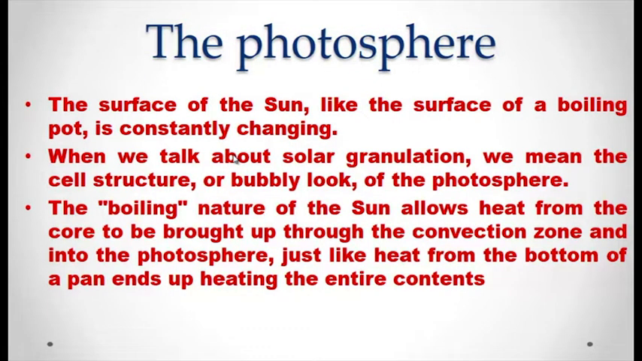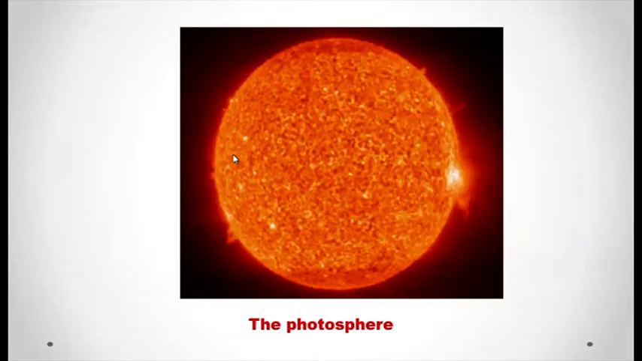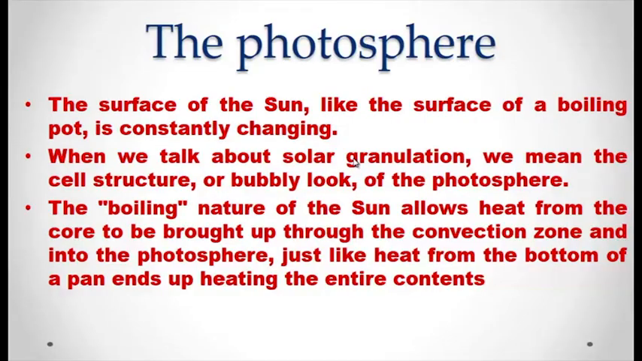The surface of the Sun, like the surface of a boiling pot, is constantly changing. Photosphere is constantly changing. When we talk about solar granulation, we mean the cell structure or bubbly look of the photosphere. In that granulation, you could see the bubbly look in the photosphere of the Sun. Here, those granules can be imagined as domains. In that domain, atoms will be there, hydrogen, helium. As I told earlier, hydrogen is the more prominent atom in the Sun. Those atoms are the reason for the production of energy in the Sun.